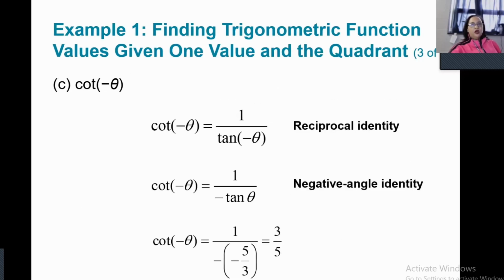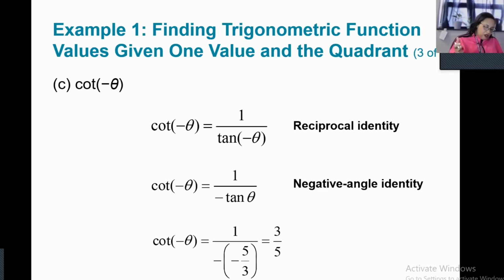Okay. So we have the reciprocal identity, the negative angle identity. So we plug in the -5/3, and then you have the negative with the angle, and then of course you just flip it. And so does everybody understand how they got 3/5? You see? Okay. So you just flip it. All right.